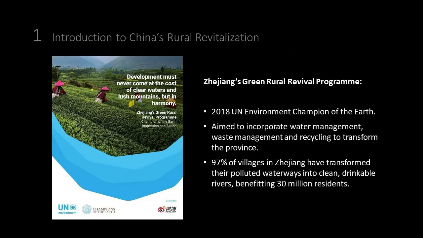As a part of the big strategy, the Green Rural Revival Program in Zhejiang, which is the province I'm from, has won the UN Environment Program Champion of the Earth Award in 2018. The program aimed to incorporate water management, waste management, and recycling to transform the province. Today, 97% of villages in Zhejiang have transformed their polluted waterways into clean, drinkable rivers, benefiting 30 million residents. Waterways have been cleaned, with riverbanks blooming into scenic spots.